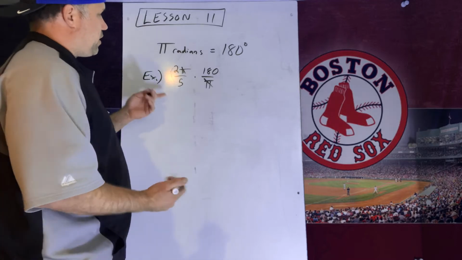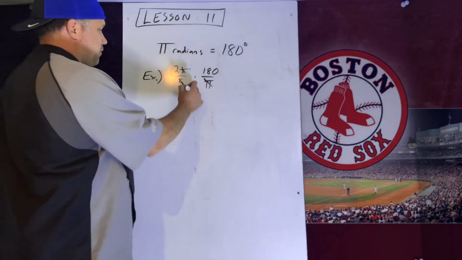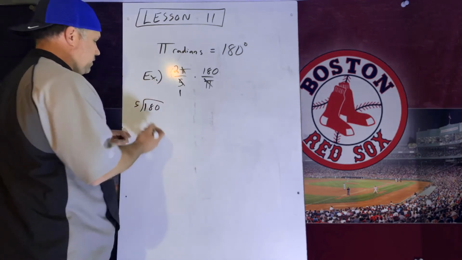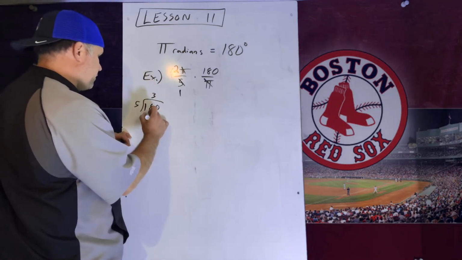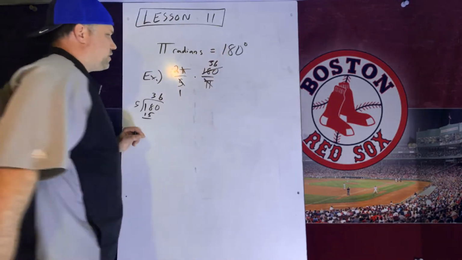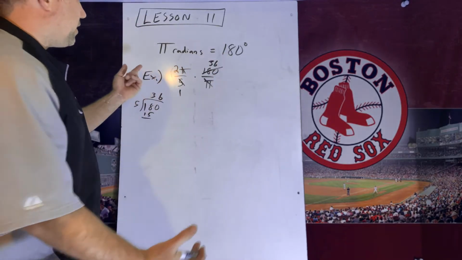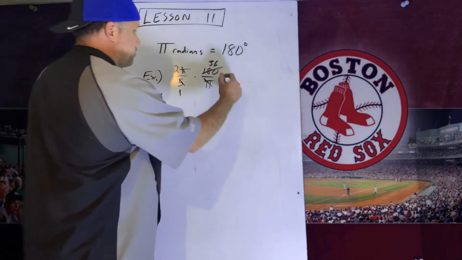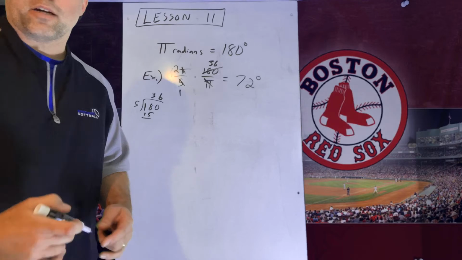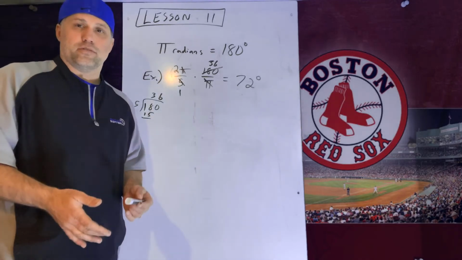So if I want to figure out, I'll just reduce the 5 and 180. 5 goes into 5 once. So how many times does 5 go into 180? Let's see, 3, 15, looks like 36 times. So that's going to turn into a 36. And then just multiply what's left over. 2 times 36. This is 72 degrees. So 2 pi over 5 is 72 degrees.